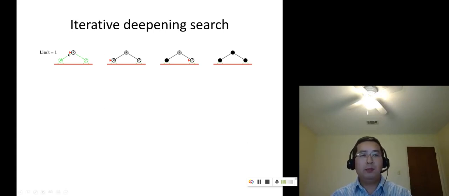Okay, within this limit equal to 1, you first visit this one and then use DFS. First go with this one and then continue. If you cannot continue, you need to visit this one and then go back. Just go back and then visit the next one, and so on and so forth.